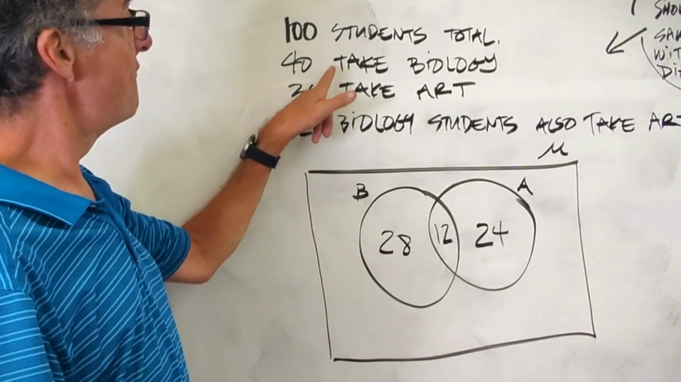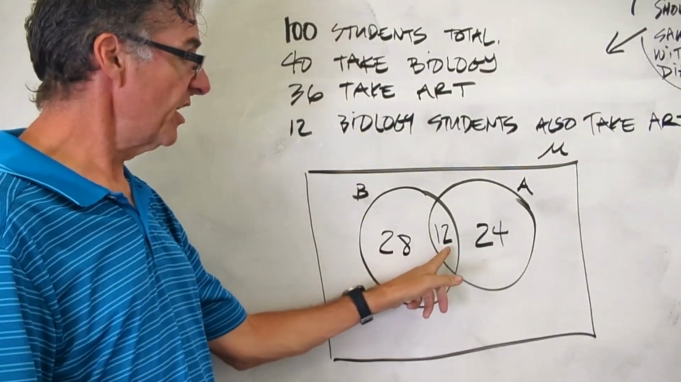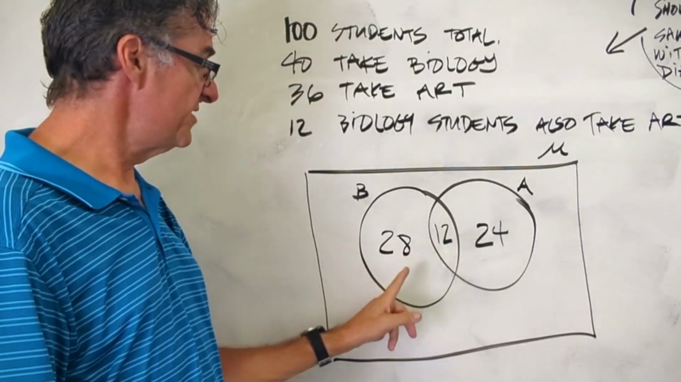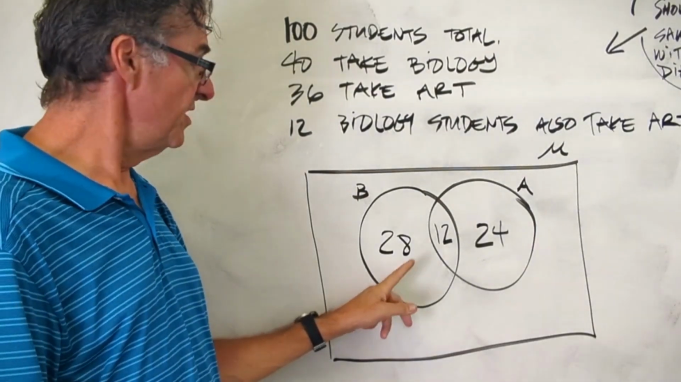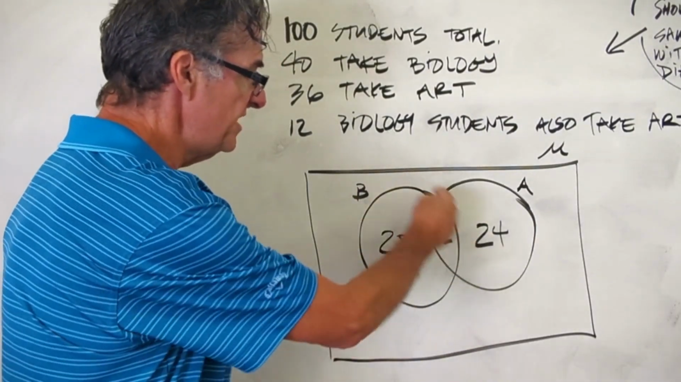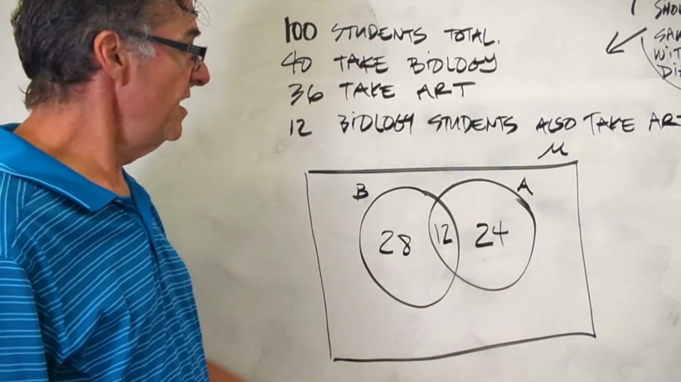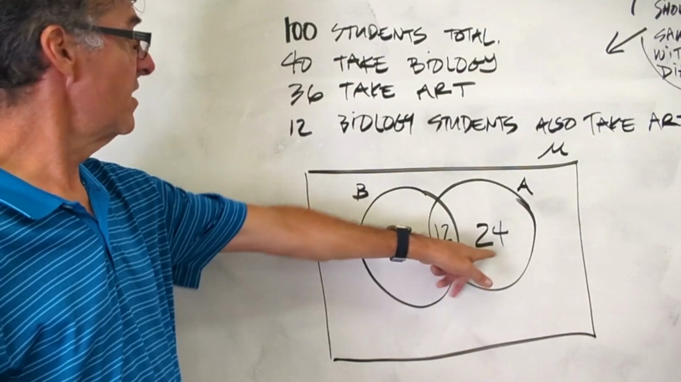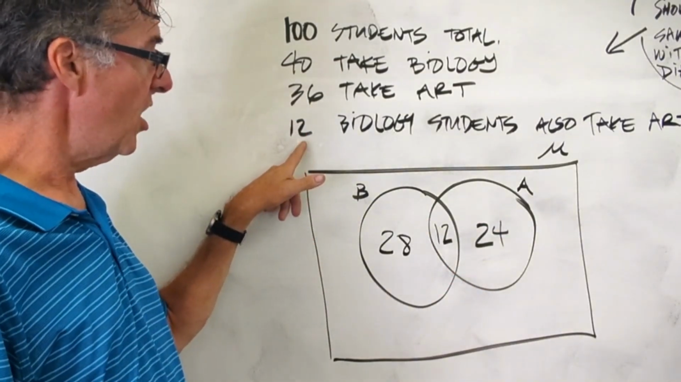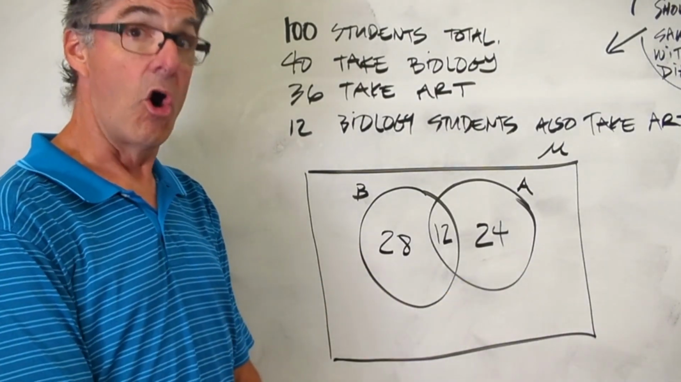So we know there's 40 total that take biology. If 12 of them are here also taking art, then 40 minus 12 is the remainder of my biology students. So that's 28 there, and it's important to check. The biology circle needs to add up to 40, which indeed it does. We use the same reasoning to get 24 for art, because 36 take art, but if 12 of them are also taking biology, that leaves 24 there for taking art only.